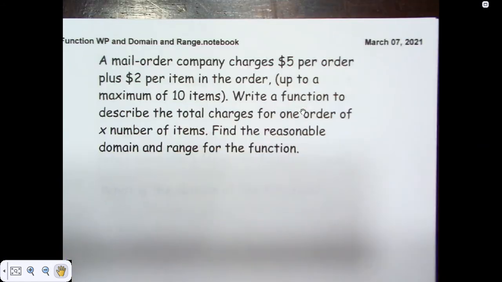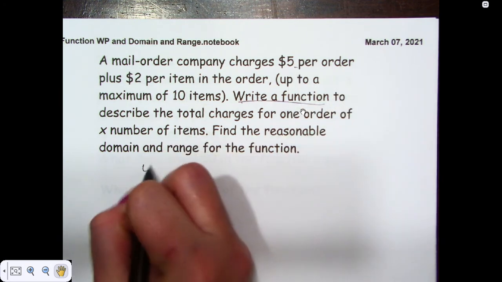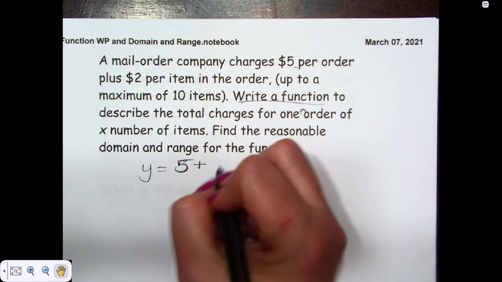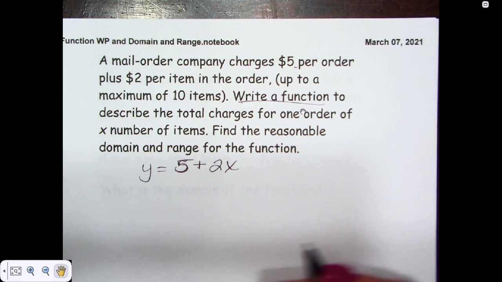All right. A mail order company charges $5 per order and $2 per item in the order, up to a maximum of 10 items. Write a function to describe the total charges for one order of x number of items and find the reasonable domain and range. Okay, so let's start with the equation real quick. Write the function. $5 per order, so y is going to equal $5 per order plus $2 per item.